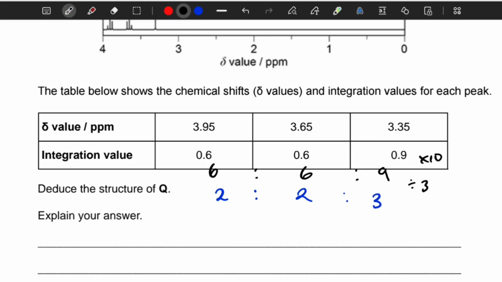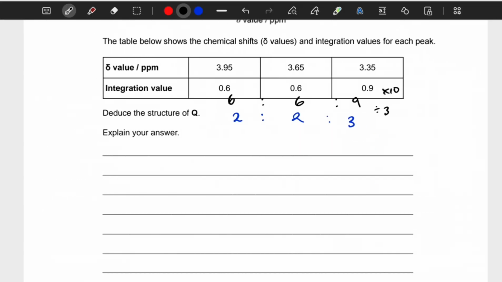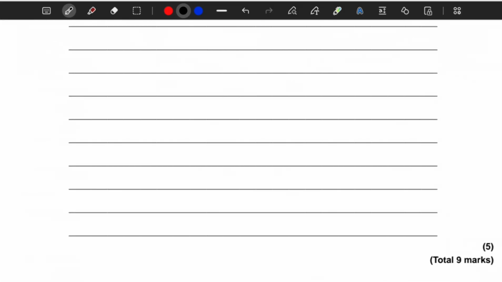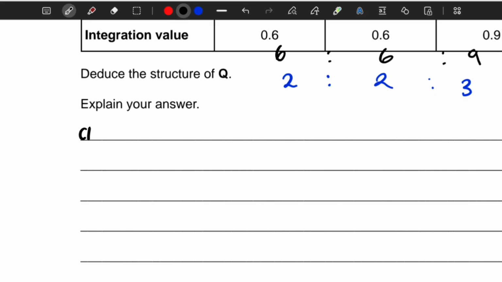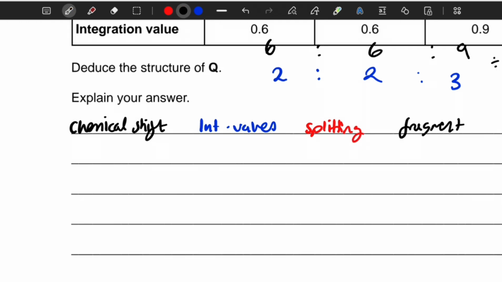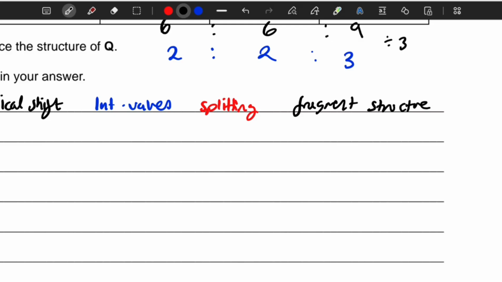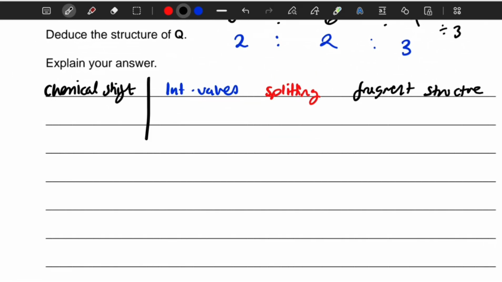Now, what I'm going to do next is draw a table. If you draw a table, you get your 5 marks, trust me. So I'm going to do the chemical shift here, integration values, and the splitting pattern, guys. Don't forget the splitting pattern. Then I'm going to put the fragment structure. Yes, we need to do the fragment structure so we get our 5 marks. You need to do the table. Okay, so if I just do a short table, I can make up to this line.